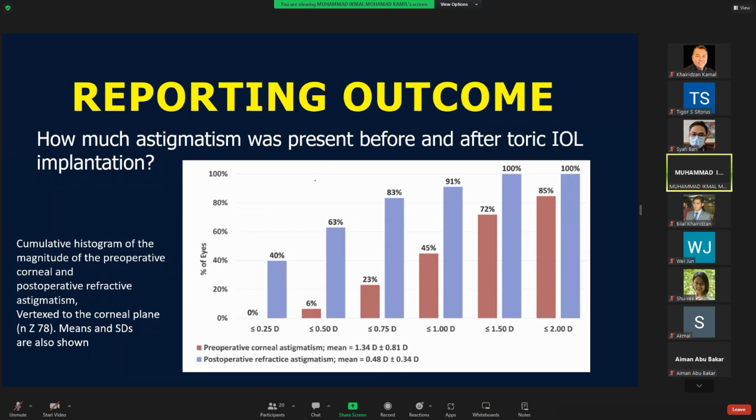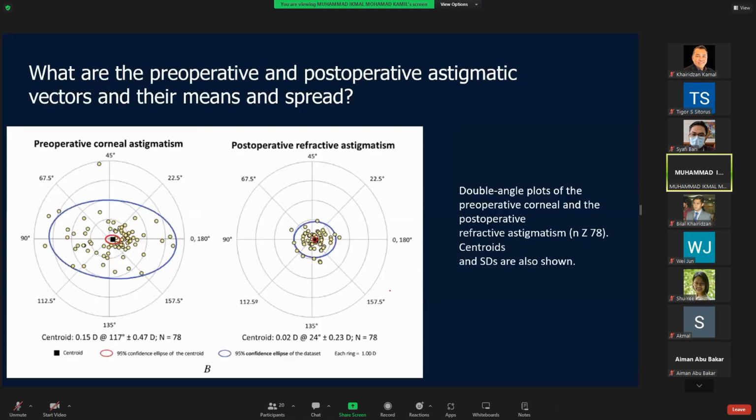Firstly, we need to ask ourselves how much astigmatism was present before and after toric IOL implantation. We can present the data as a bar chart here, pre-operative and post-operative mean. So this is the simple, basic one. And then further, we need to ask what the pre-operative and post-operative astigmatic vectors are, and their mean and spread.